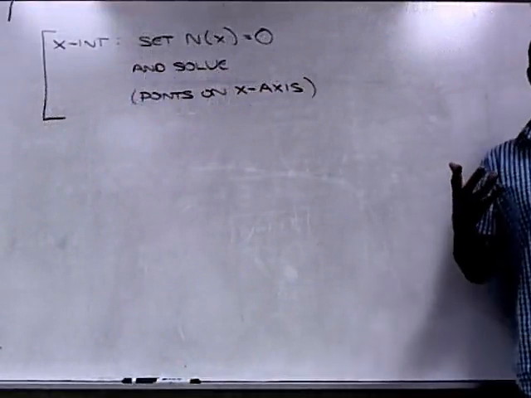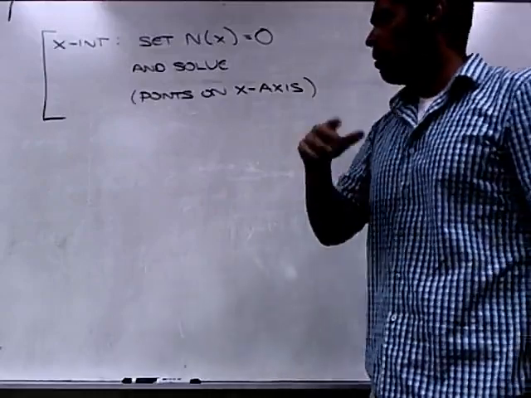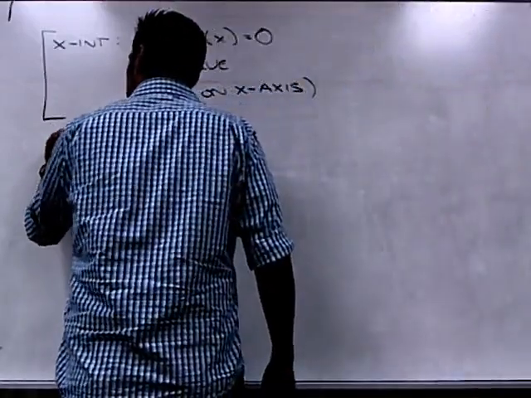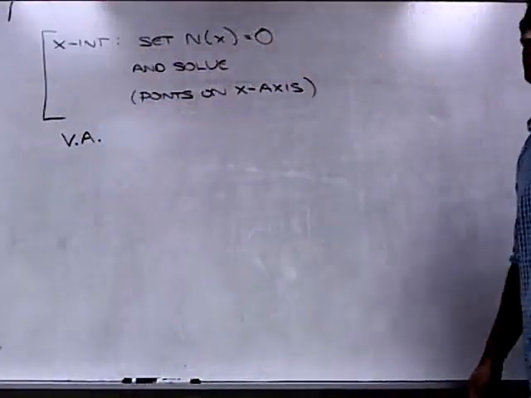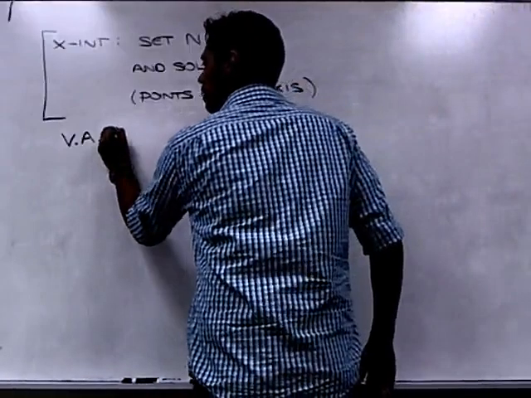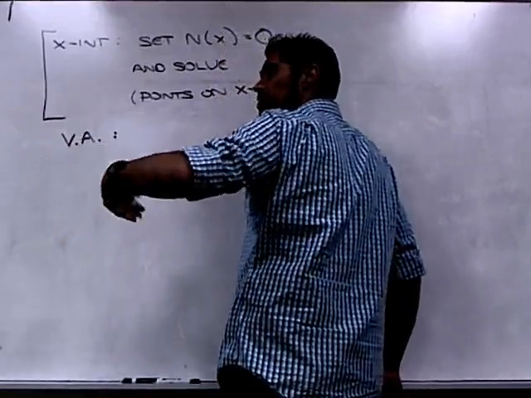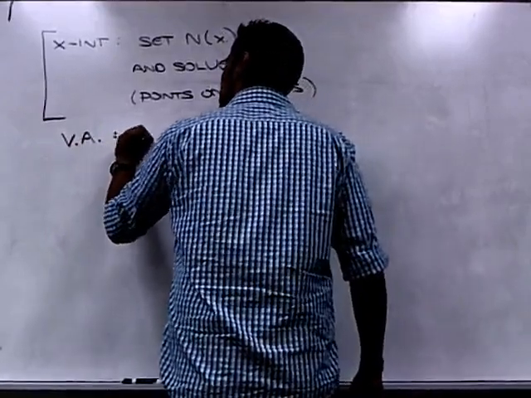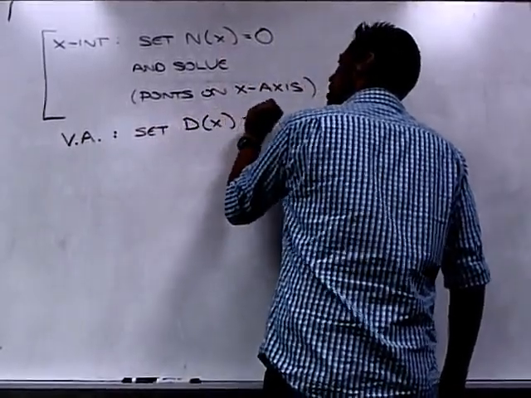The next thing that we're going to look for are the vertical asymptotes. Now, instead of writing vertical asymptote over and over and over, I'm just going to say VA from now on. Okay, is that all right with everyone? The vertical asymptotes? Where did the vertical asymptotes come from? When the bottom was 0, right? When it was undefined, so when we had division by 0. So to find them, what we're going to do is set the denominator equal to 0 and solve.